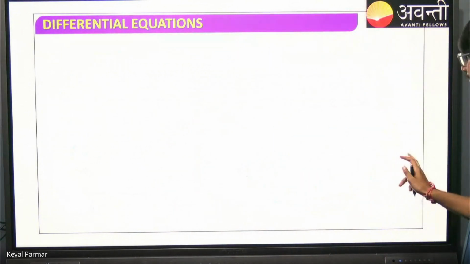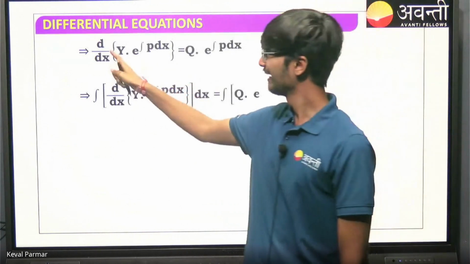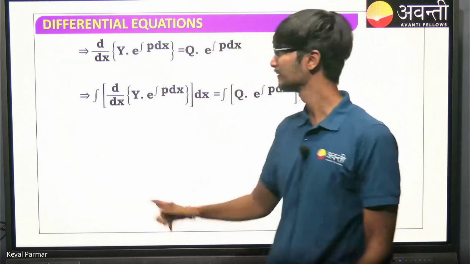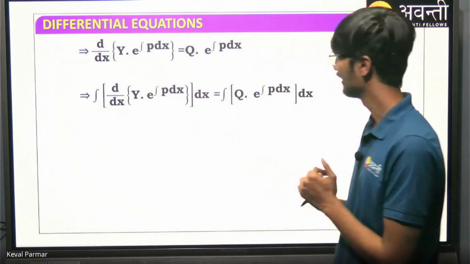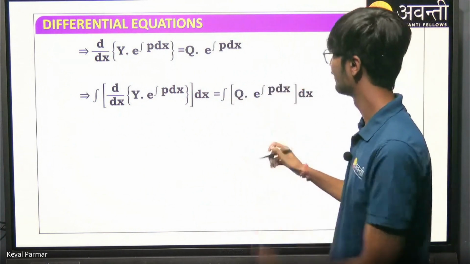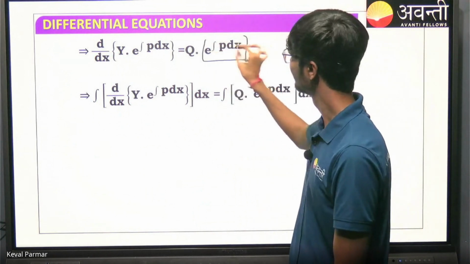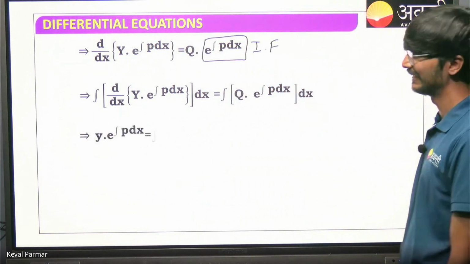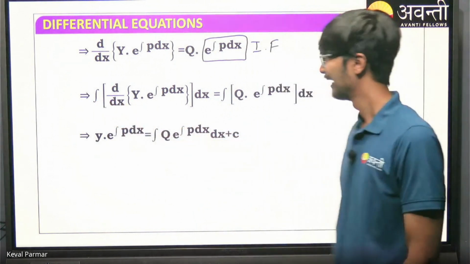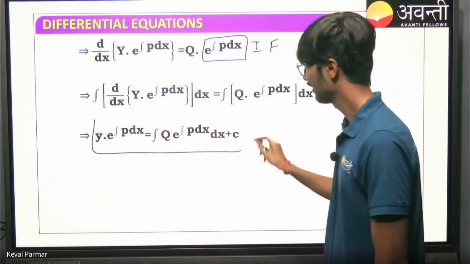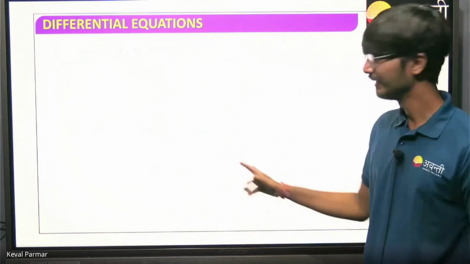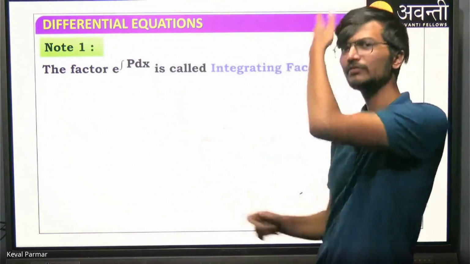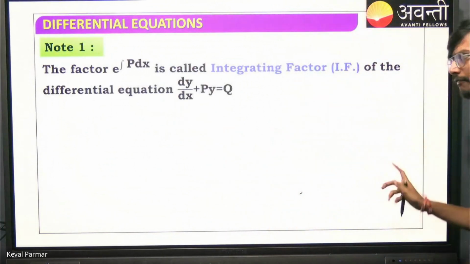So basically, we got d by dx of y into e raised to integration of p dx. So if now we integrate both the sides here, integration and derivative will get cancelled and this will remain as it is. And you all know we call this the integrating factor. Here it will get cancelled and we'll be left with this, which is our solution, where e raised to integral p dx is called the integrating factor. This one I am talking about is called the integrating factor.